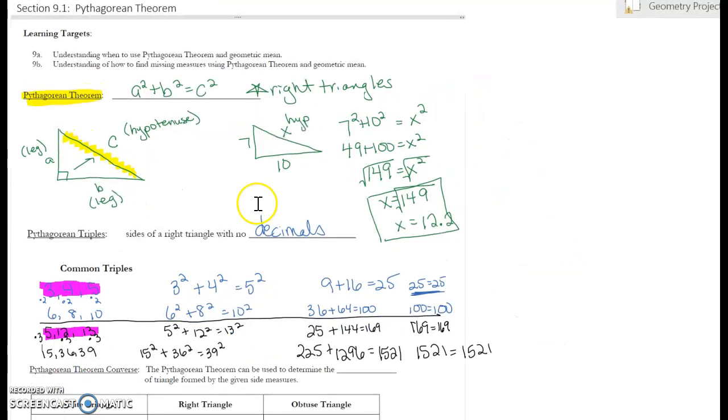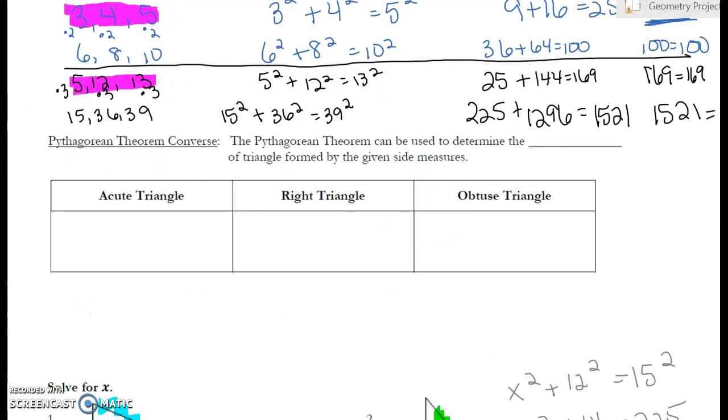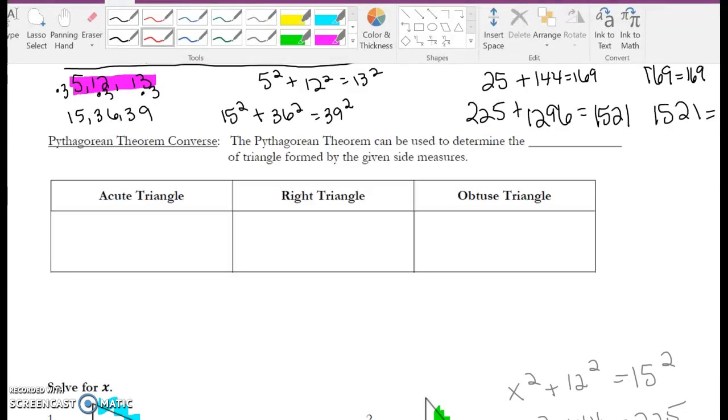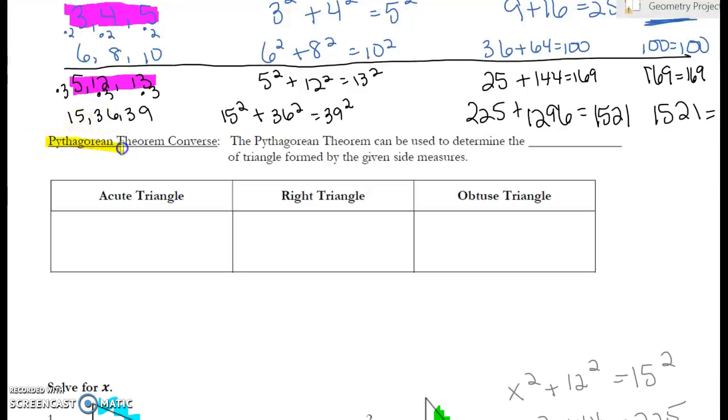All right, let's see. Oh, I keep making this smaller. Okay, the last thing we have to do is do the converse of it, which again we talked about in our vocabulary, so you might already understand it.